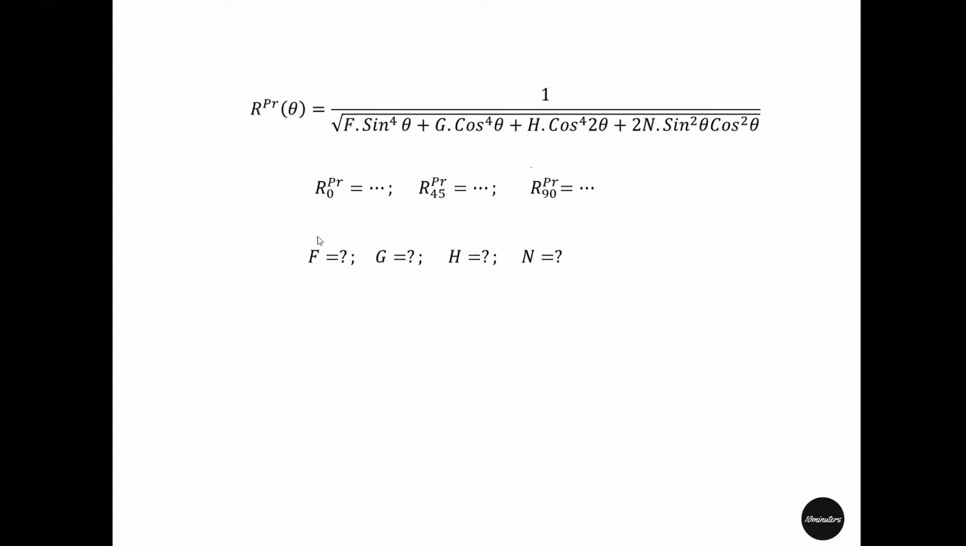Let's consider this equation. It gives the Hill48 theoretical yield stress ratio at any direction theta. That means if we put theta equal to 0, we will get the theoretical Hill48 yield stress ratio at 0 degree. Similarly, putting theta to be 45 and 90, we get the rest of the Hill48 theoretical yield stress ratios. But to do so, we have to know the right values of these coefficients F, G, H, and N.